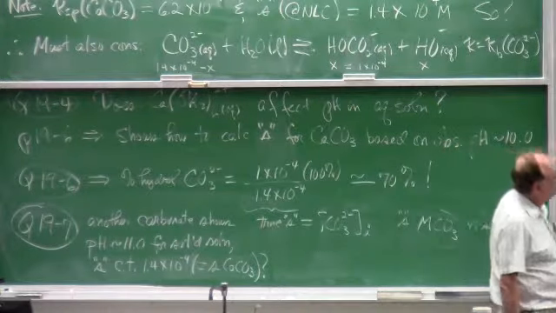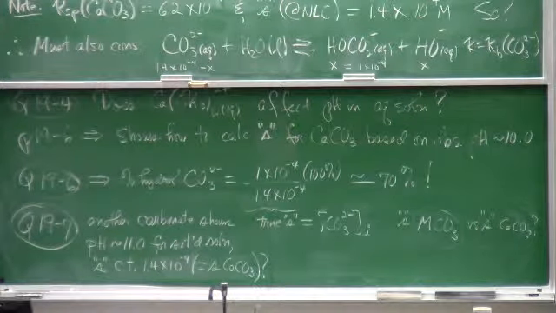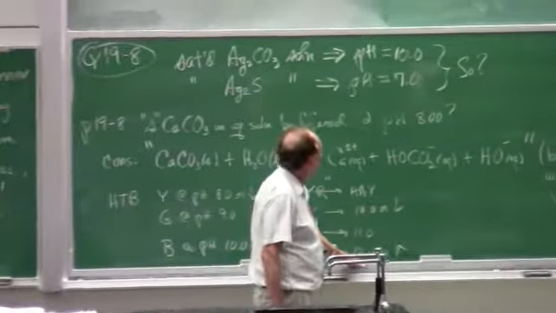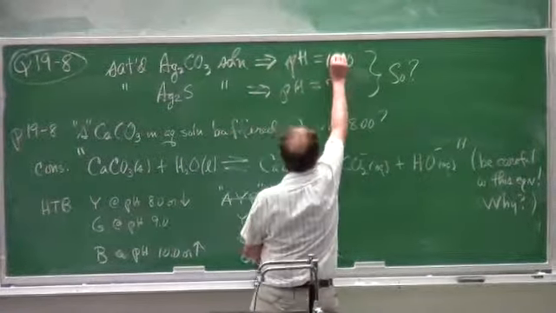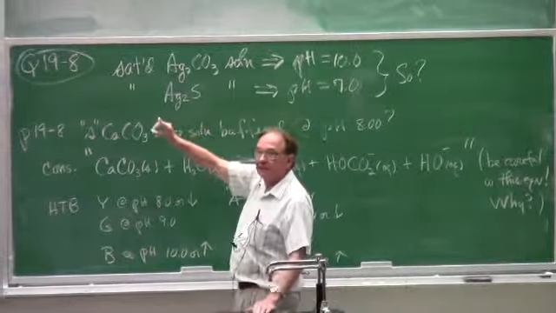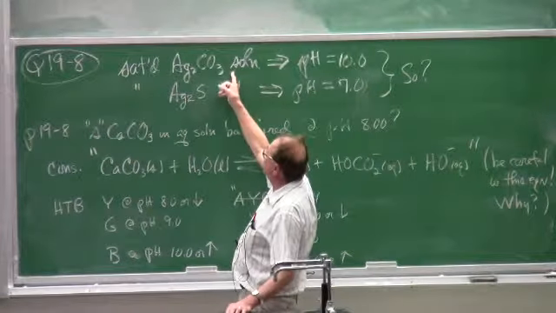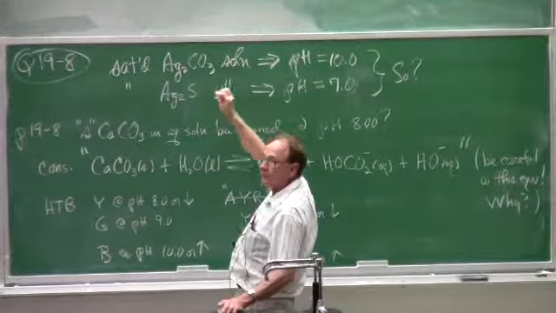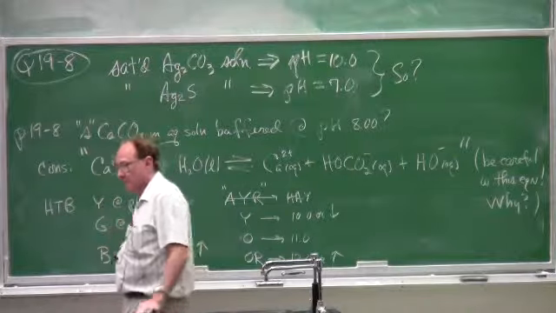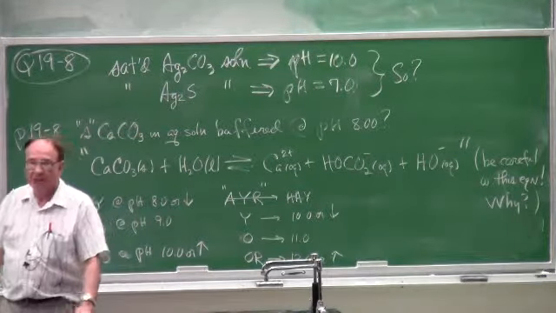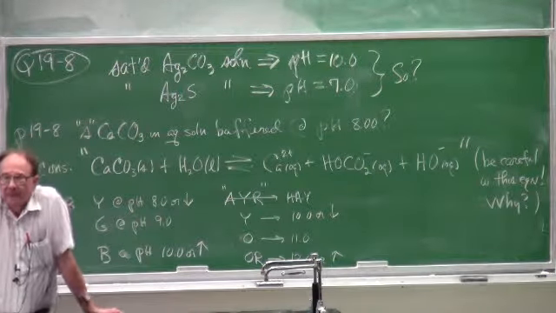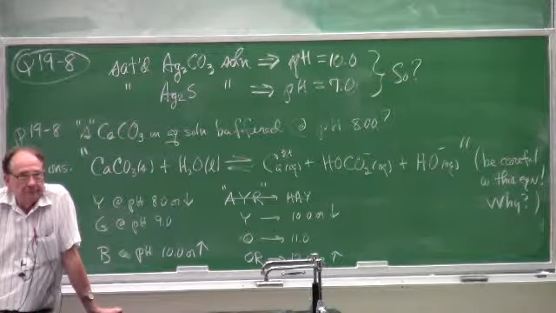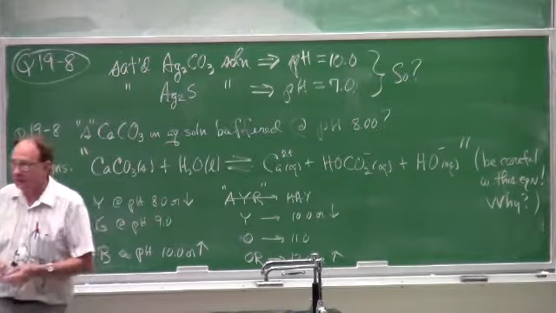Okay, on we go. Question 19.8. It is an experimental fact that the pH of saturated silver carbonate solution is 10.0. Question: How does the solubility of silver carbonate compare to the solubility of calcium carbonate?